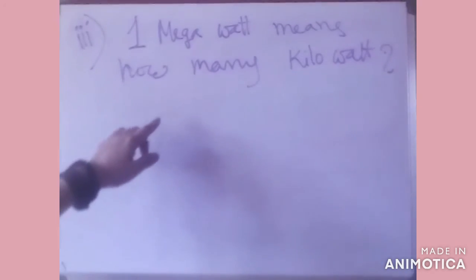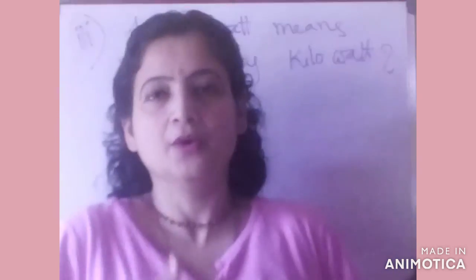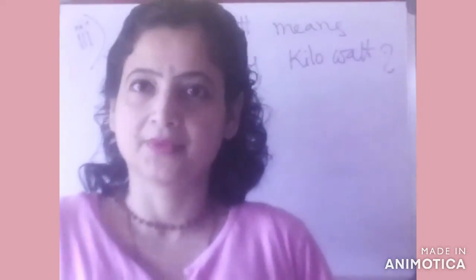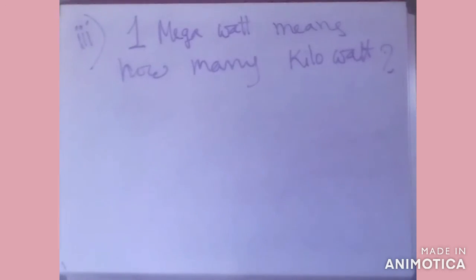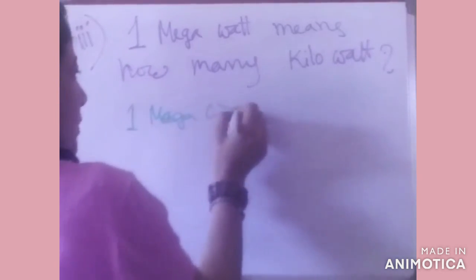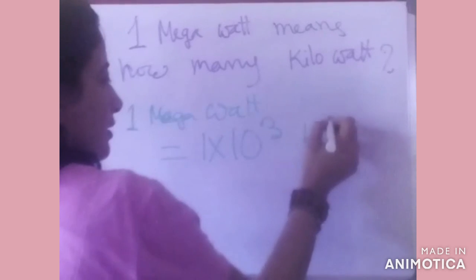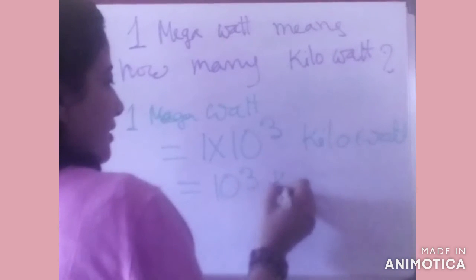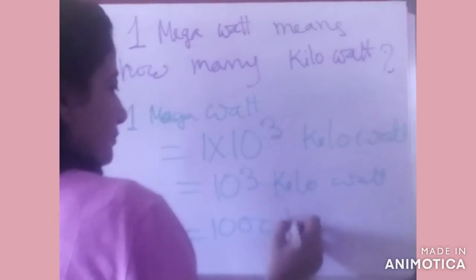Now see, here it is written: 1 megawatt means how many kilowatt. So mega to kilo, 10 to the power 3. 1 kilo means actually 1000 gram. Just like that, 1 mega means 10 to the power 3 kilo. So 1 megawatt is equal to 1 into 10 to the power 3 kilowatt. So it will be 10 to the power 3 kilowatt, which means 1000 kilowatt.